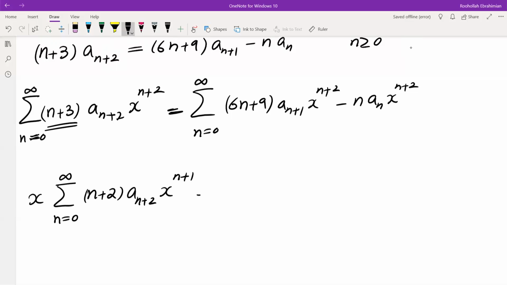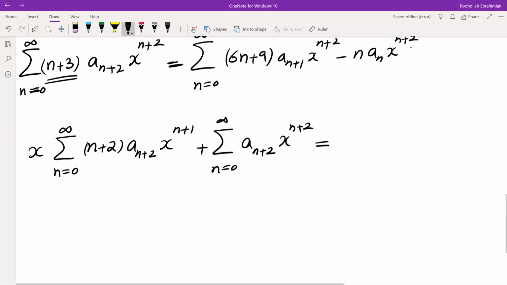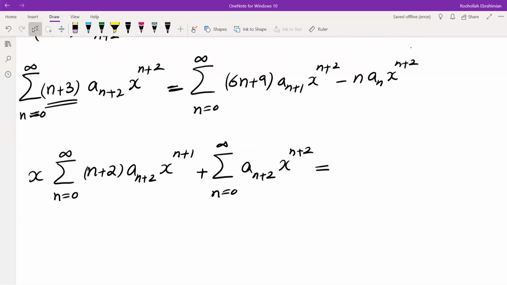But then there's another term here, the last term, which is just a n plus 2 times x to the power of n plus 2, n equals 0 to infinity. So that equals, on the right, I can get something similar. I'm going to turn that into something that looks like its derivative. So I'll have to factor x squared. So I'll get x squared times the sum, n equals 0 to infinity.